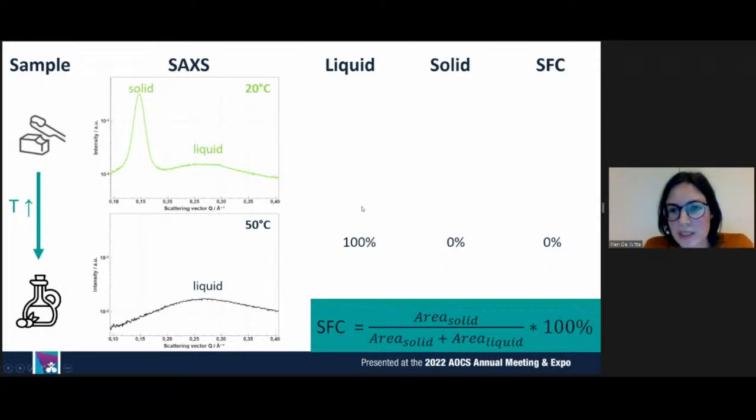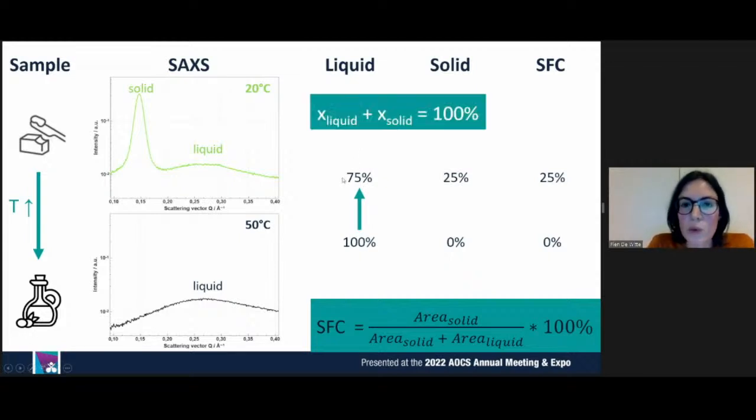It will be 100%. On the other hand, if we compare the liquid contribution between the sample at 50 degrees and the sample at 20 degrees, we will see that the liquid contribution has, for example, decreased to 75%. In this case, we also know the solid contribution, because of course we know that the amount of solid and liquid fat are interrelated. In this case, we obtain a solid fat content of 25%.